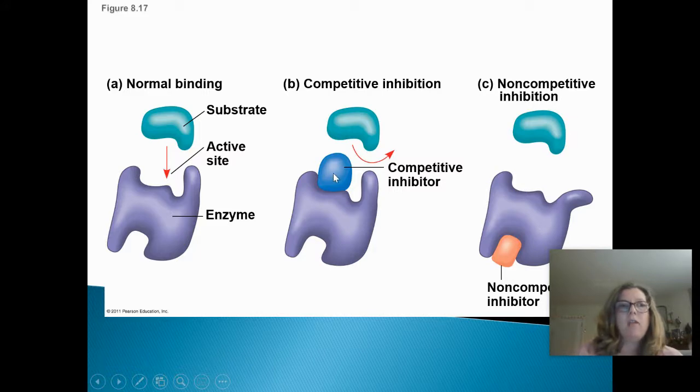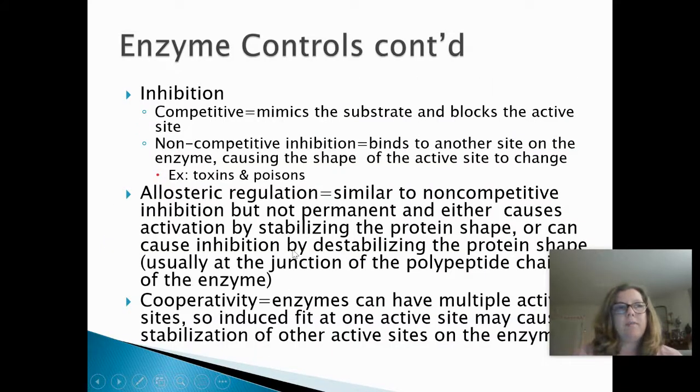So here's competitive inhibition, right? This is blocking the active site. This is non-competitive inhibition, where binding someplace else on the enzyme changes the shape of the active site. Okay, so that's non-competitive. A lot of toxins and poisons will do this.